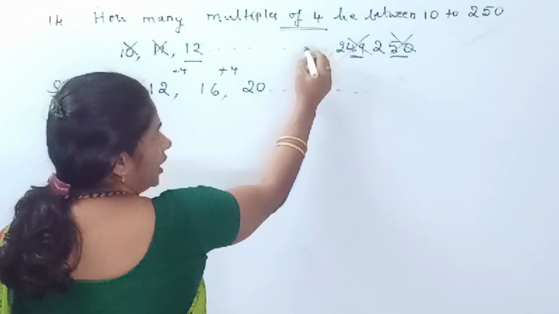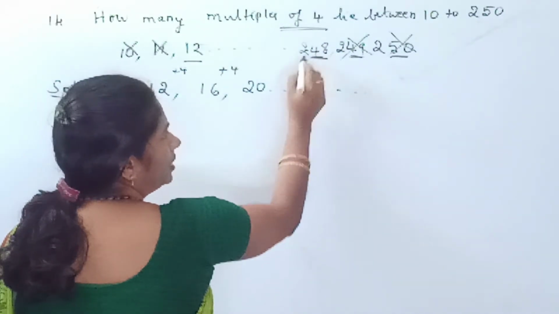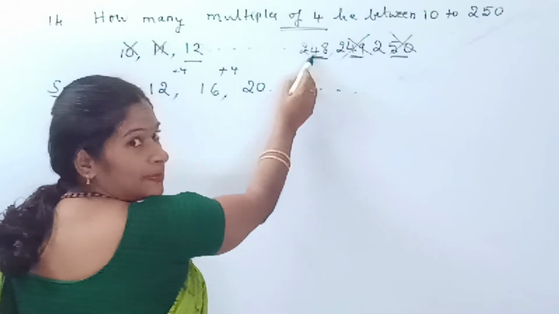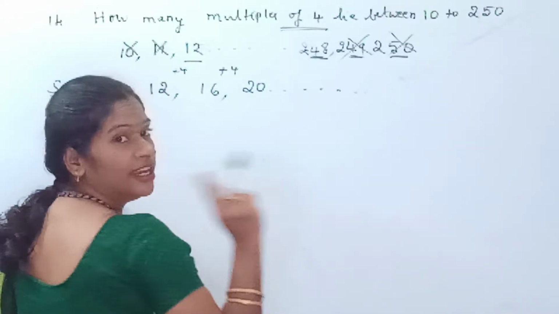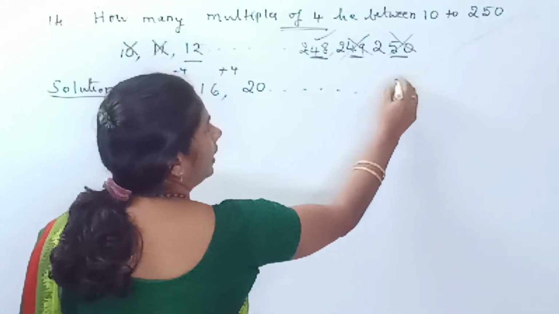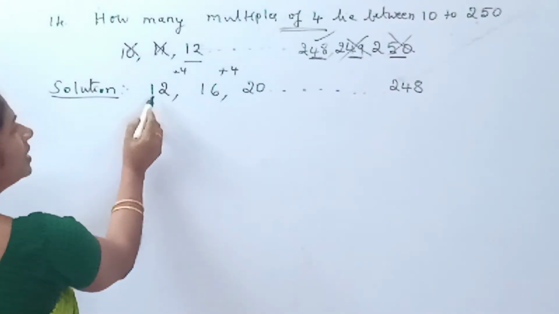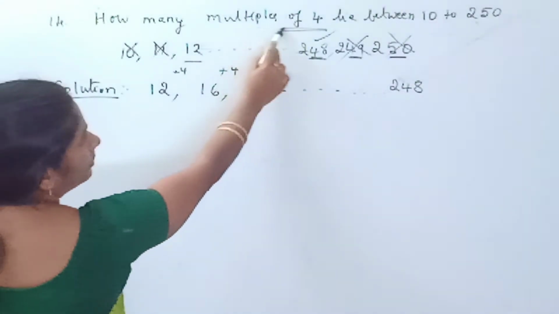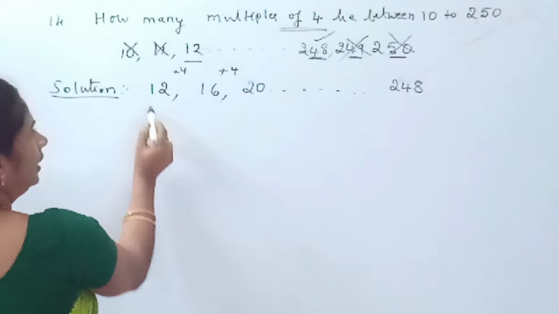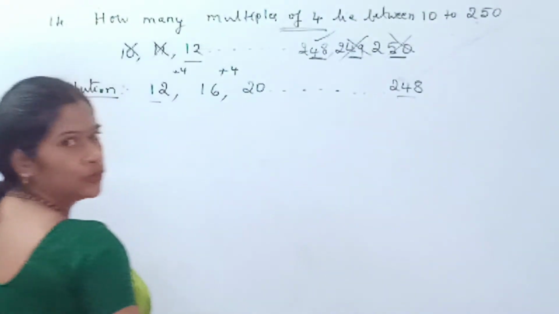Then check 248. Now see the last 2 digits, units place and tens place. 48. Yes, it is a multiple of 4. So what is your conclusion? 248 is a multiple of 4. So which is the least multiple of 4 that lies between 10 to 250? It is 12. And the last number is 248.